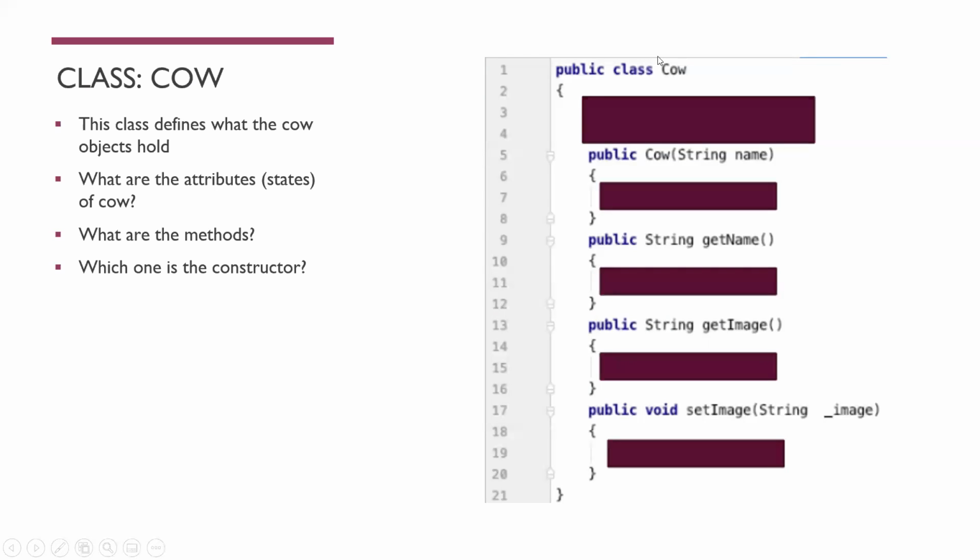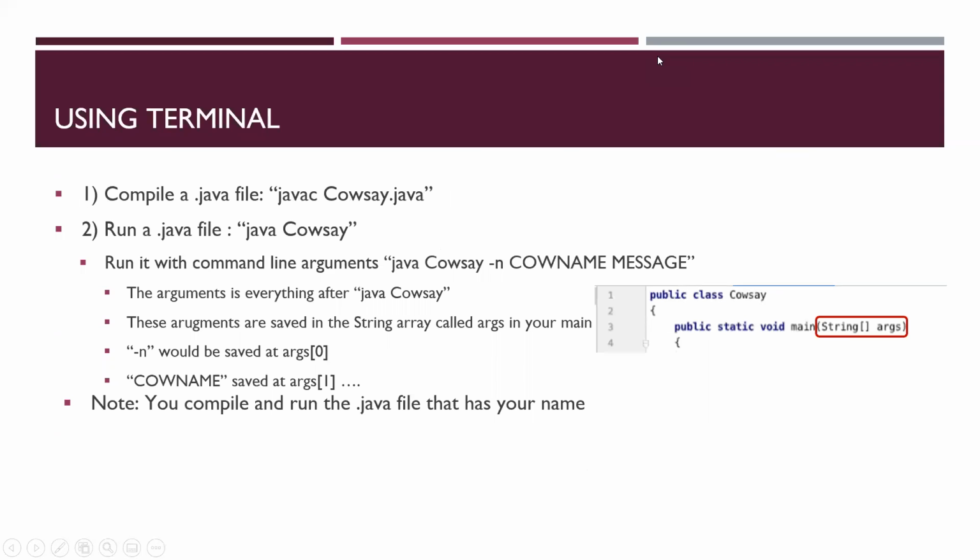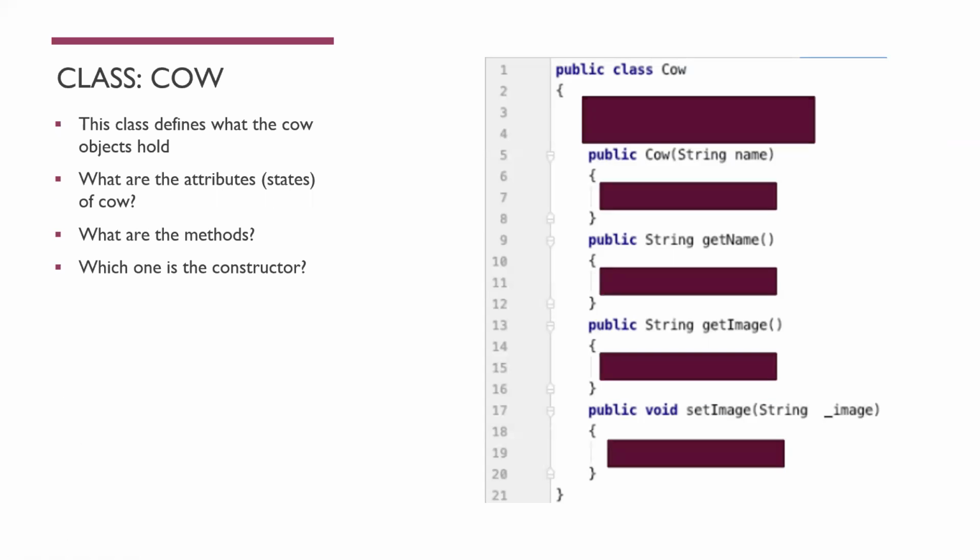All right. So for the class Cow, because we're going to be making a couple of classes here, we're making a class Cow and then another one. For the Cow class, it's like what we were doing before, right? You just have attributes and then you have methods. So we might have a constructor, a get name, get image, set image. What kinds of attributes do we need? What kind of private variables? What are the methods? And so on.